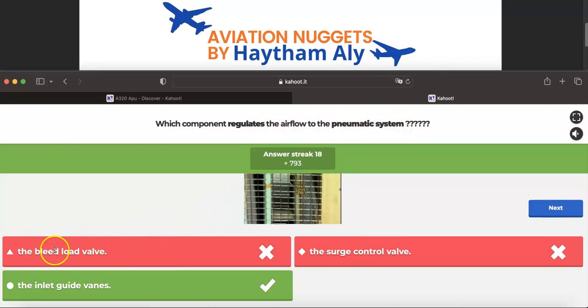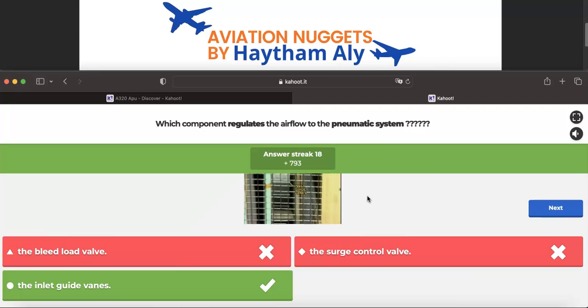Yes, we have a bleed load valve or bleed control valve. It will be selected on when you press on the APU bleed on the air conditioning panel. But this bleed load valve will allow bleed to go to the aircraft or stop. And here in the APU APIC or APS, the bleed load valve has 2 functions, bleed load function and surge control function. But the inlet guide vane will control or regulate the airflow to the pneumatic system according to demand.